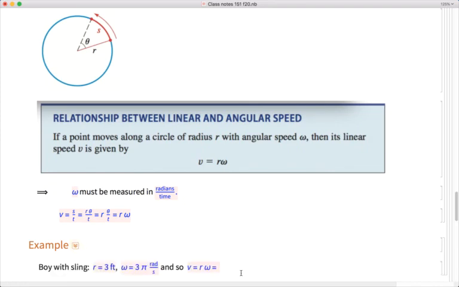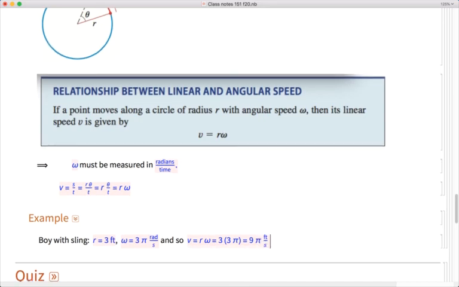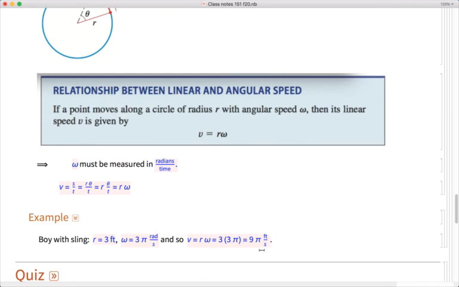And the last thing we'll do is just the boy with a sling again. The sling had a 3-foot radius. Once we'd computed that the angular velocity was 3 pi, this formula, again, put it on a note card, can now automatically give us the linear speed as well. So we don't have to recompute that. We can get it using this formula. And with that, I'll close.